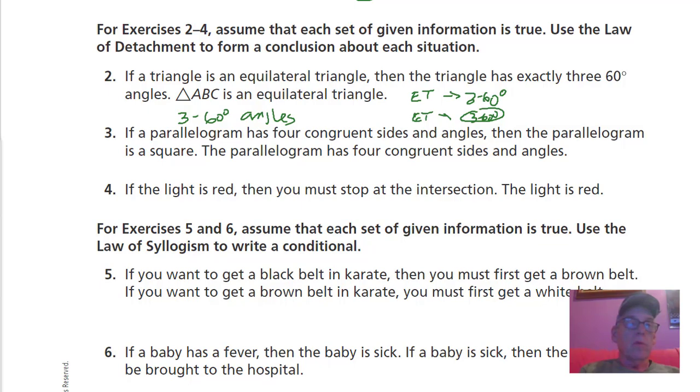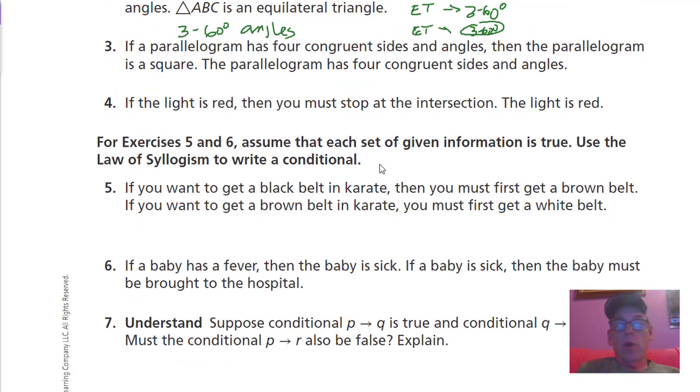Okay, let's look at number 3. If a parallelogram has 4 congruent sides and angles, then the parallelogram is a square. So if it's a quadrilateral with all congruent sides, a square has all congruent sides, and all the congruent angles are going to be 90-degree angles, so that makes it a square. So 4 congruent sides and angles must be a square.